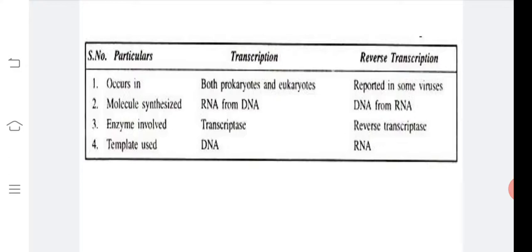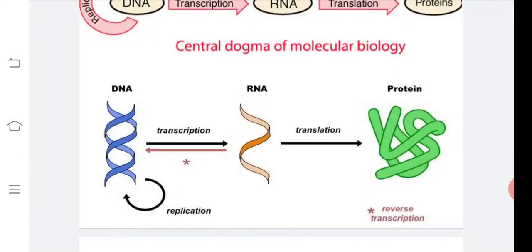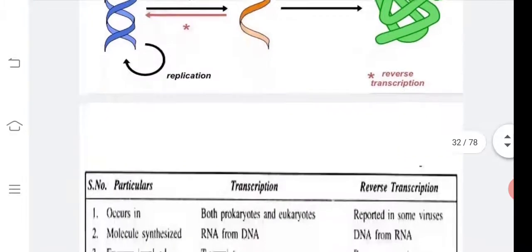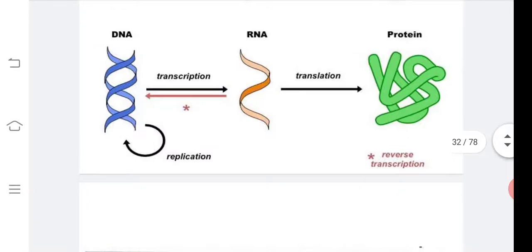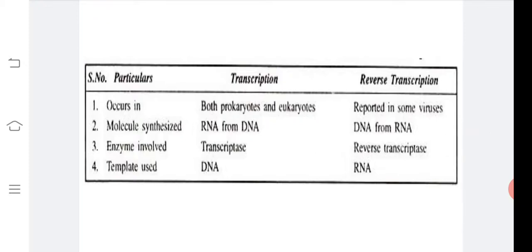Then we have particulars, transcription and reverse transcription. Transcription occurs in both prokaryotes and eukaryotes. Reverse transcription is seen only in viruses. What is transcription? It is the formation of RNA from DNA. If RNA is giving rise to DNA, then it is called reverse transcription. Follow? Transcription, DNA to RNA. If DNA is formed from RNA, it is called reverse transcription, which is seen only in some viruses.